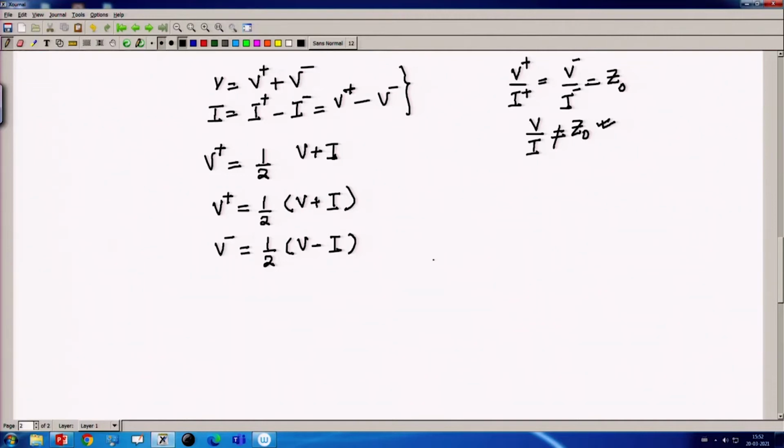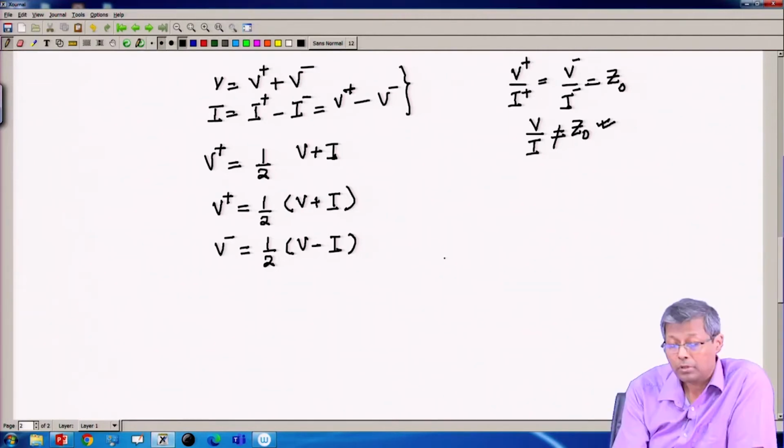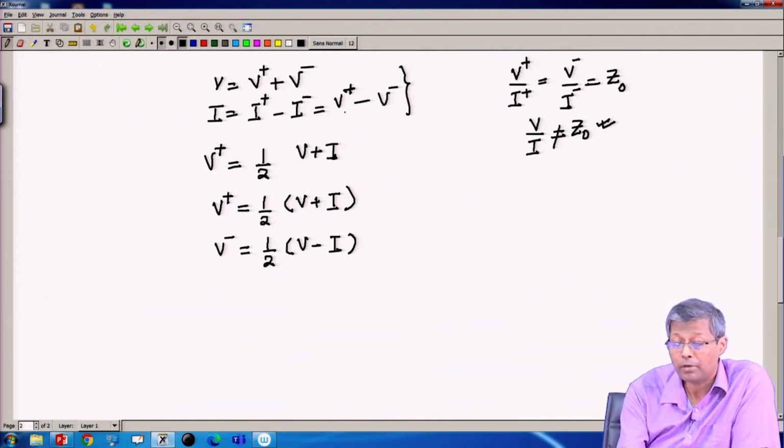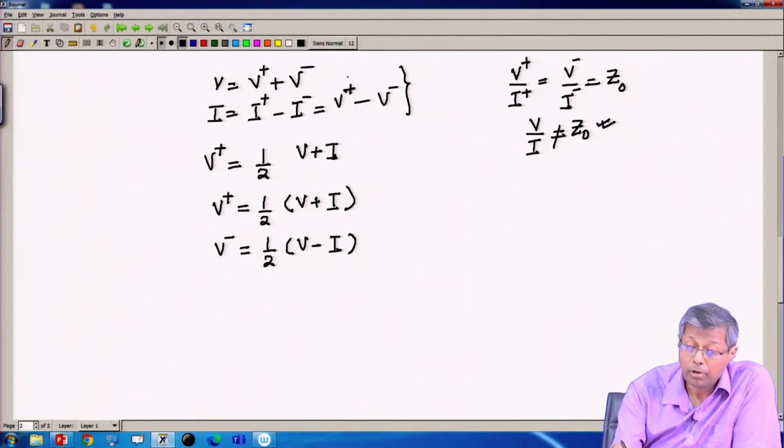So, therefore, there is no necessity of including the current wave inside the formulation, because the current is given in terms of the voltage waves V plus and V minus, and therefore, the characteristics of the total network can be represented in terms of V plus and V minus.